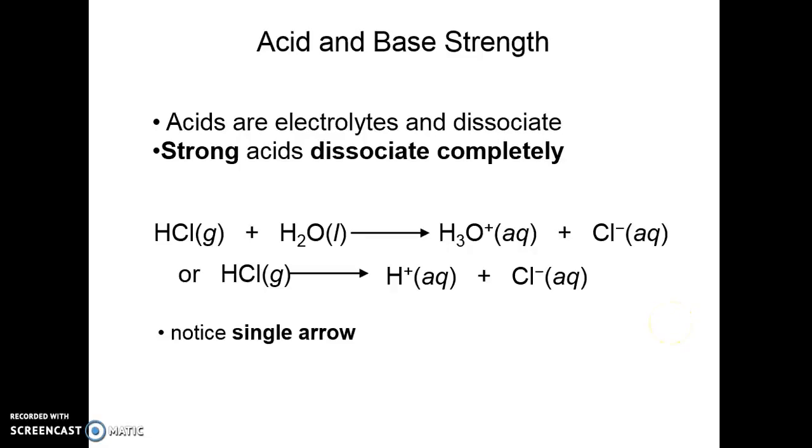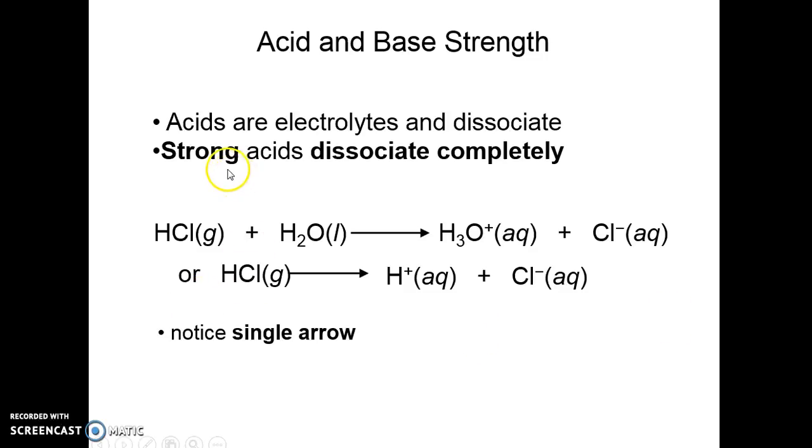When students hear the terms weak acid or weak base, they often think that we're talking about how concentrated the acid or base is, and this isn't true at all. The strength of an acid or a base is actually referring to its amount of dissociation. You recall that acids are electrolytes and they dissociate to produce protons in water.